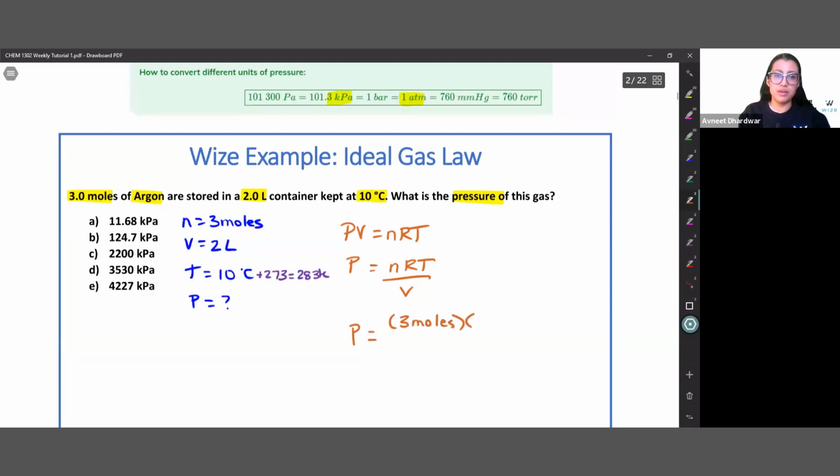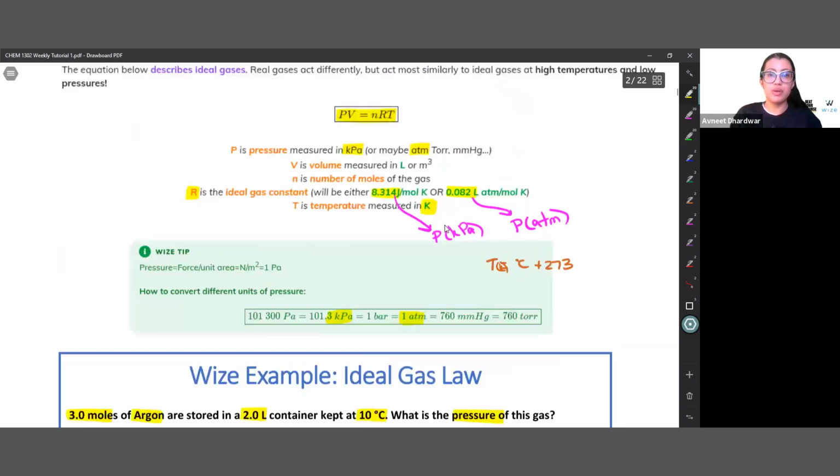The R value here is something that's important. If we look at the answer options, they all have the pressures in kilopascals. And depending on the unit of pressure, that's going to tell us what R to choose. So here, because the unit is kilopascals, the R value we'd want to choose is 8.314 for R.